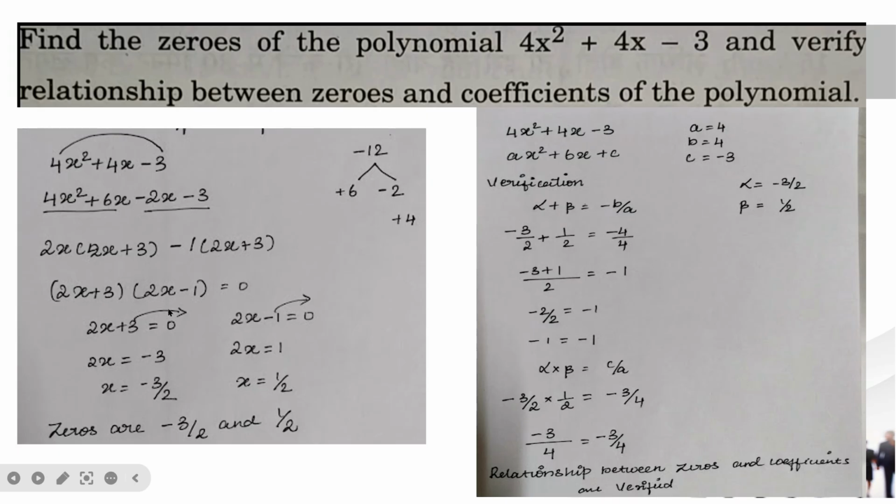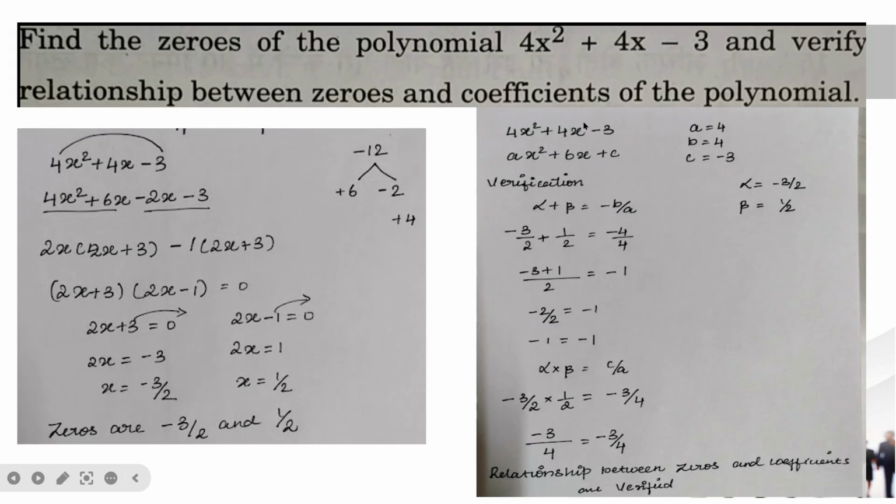This positive 3, when it comes to this side, will become negative. 2x equal to minus 3 it will be. The relation between x and 2 is a product, right? Multiplication. When it comes to this side, it will become division. So x equals minus 3 by 2. 2x equal to 1, so x equal to 1 by 2. So what we found out are the zeros. The zeros were minus 3 by 2 and 1 by 2.